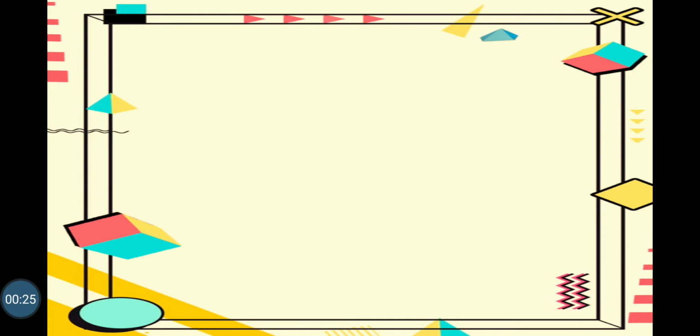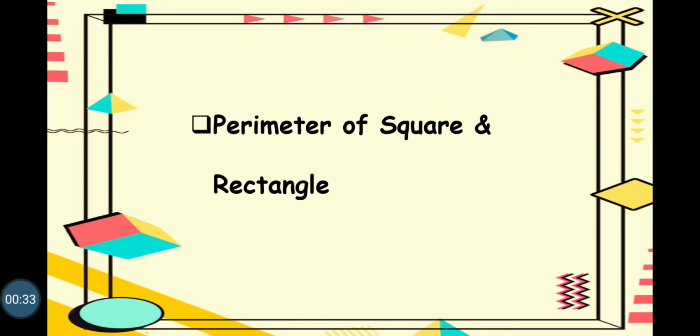So, dear students, today we are going to start a new topic, and that is perimeter of square and rectangle. And in this lesson, we shall learn how we can calculate the perimeter of square and rectangle. Now, I think you are all wondering what the perimeter is, because you know about the square and rectangle. So don't be worried, we shall learn about the perimeter in this class.